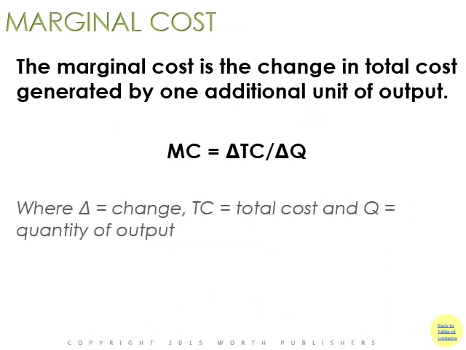Okay, now what's useful for decision-making purposes is to break our cost structure down into, in this case, marginal cost. Marginal cost is the additional cost of producing one more unit of output. So if we take the change in total cost divided by the change in output, we're going to get the marginal cost of producing that last unit of output.